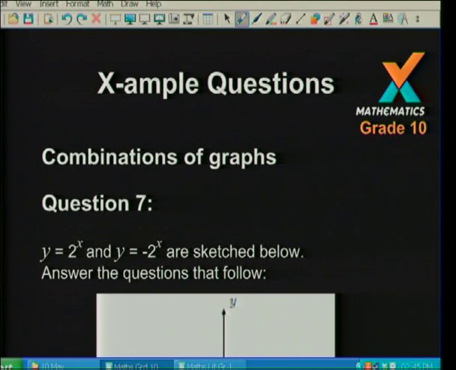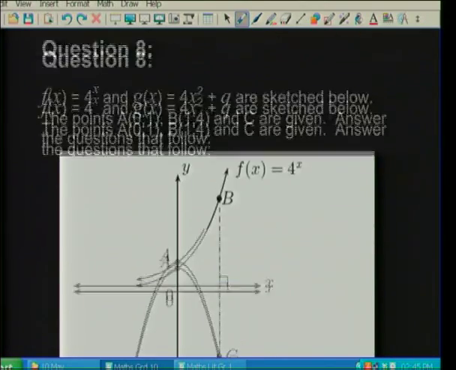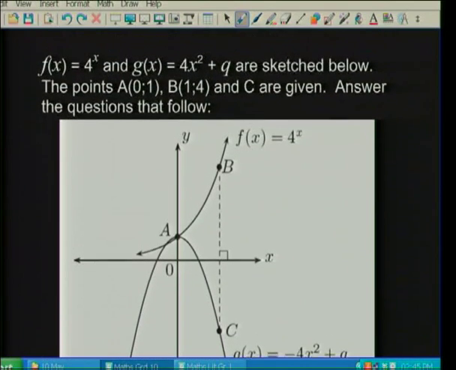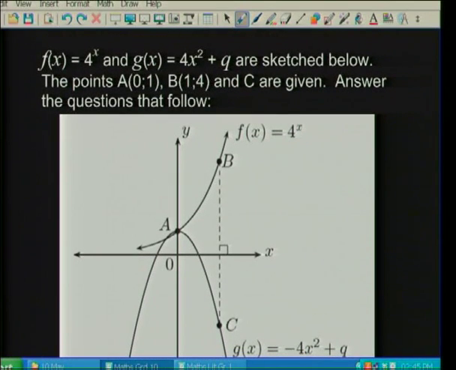Right, what I want us to do now is move on to a question where the sketch is given to you. So let's have a look at the next question. The next question says, f of x equal to 4 to the power x, that would be an exponential graph, right? And g of x equal to 4x squared plus q are sketched below. So let's have a look.